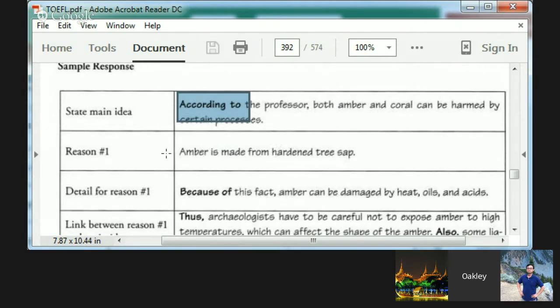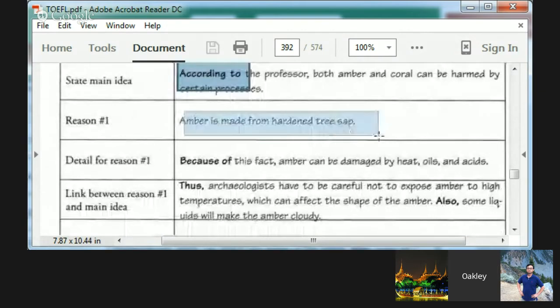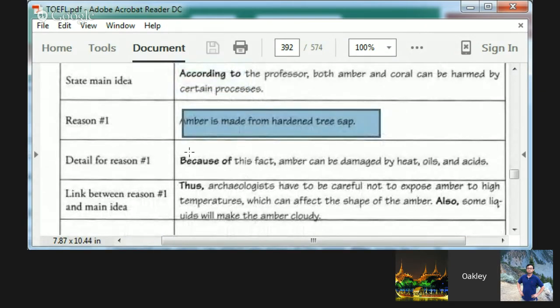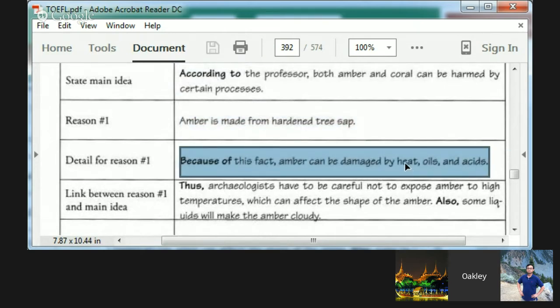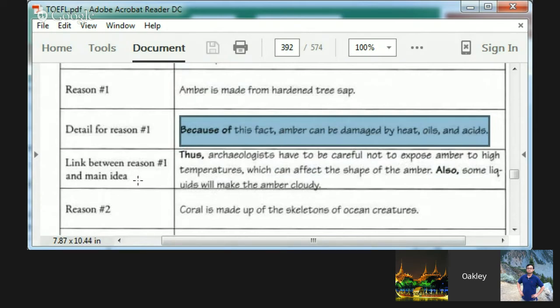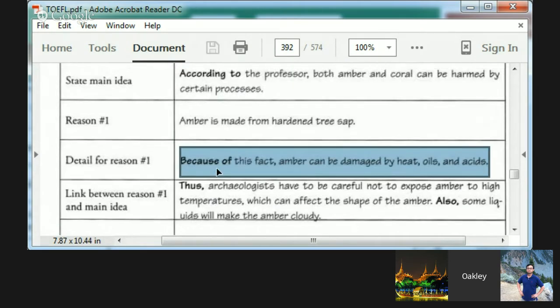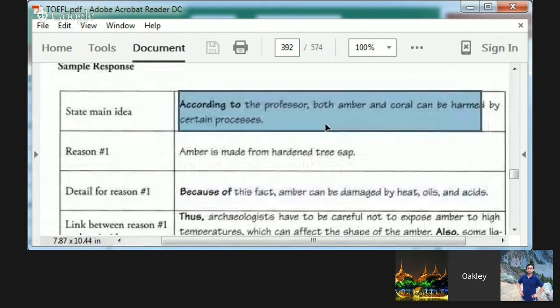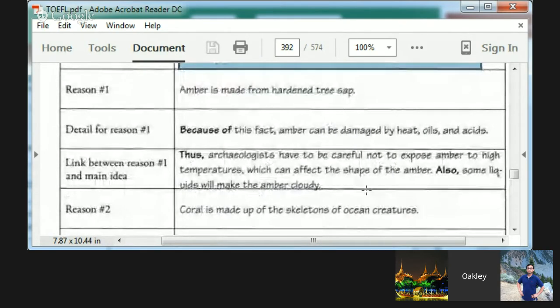Okay, all right. Let's see what they got here. Amber is made from hardened tree sap. Well, that's what you said. Because of this fact, amber can be damaged by heat, oils, and acids. Okay. Then what we're doing here is linking the idea to your main idea. Thus, archaeologists have to be careful not to expose amber to high temperatures, which can affect the shape of amber. Also, some liquids will make the amber cloudy. He just throws in a little piece of information because maybe he didn't really hear that. Okay.